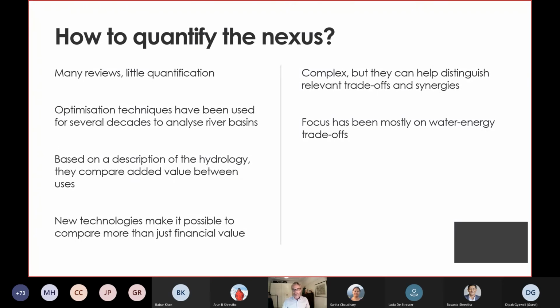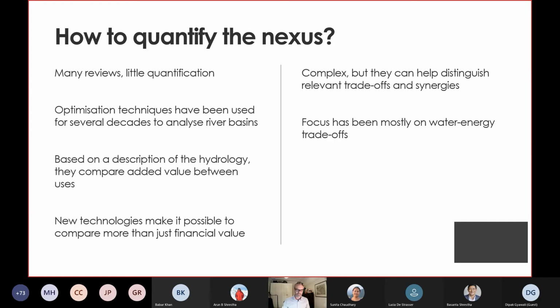What you do see is that the focus of these types of studies has mostly been on water and energy trade-offs, so the impact of hydropower on downstream flows, or the impact of water availability on hydropower. And so I think there is a need to open that up and not to look only at two-sector interaction, but to really look at the complexity of the interaction, as was also highlighted in the previous presentation.